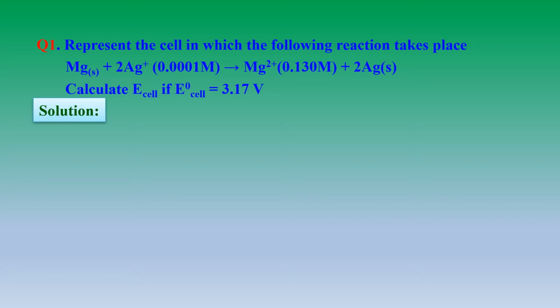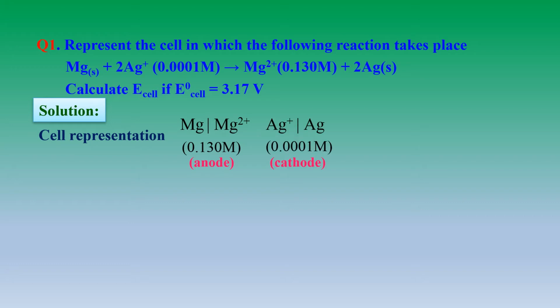Let me consider the solution. Before going for the solution, let me write the cell representation. So what is the cell representation? We know that while writing the cell representation, first we have to write oxidation, that is Mg undergoing oxidation into Mg2 plus, right? The concentration of Mg2 plus is given as 0.13 molar, and it is taking place at anode. Always oxidation takes place at anode. On the right side we have to write the reduction reaction, Ag plus undergoing reduction into Ag, which is taking place at cathode.